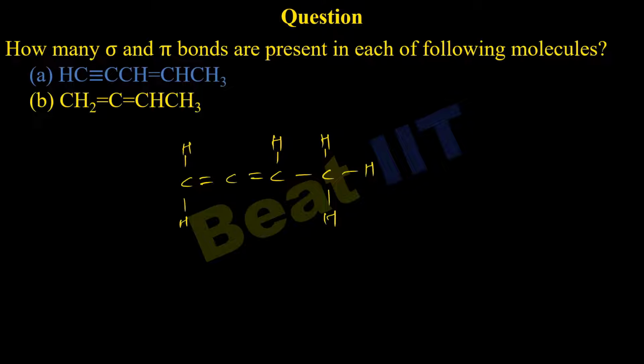Now pi bonds. Here in a double bond I will have 1 sigma and 1 pi bond. So total pi bonds will be 2, and both will be between carbons, in the double bonds.